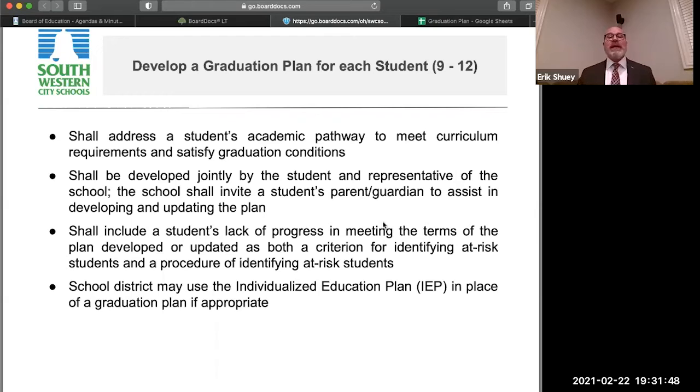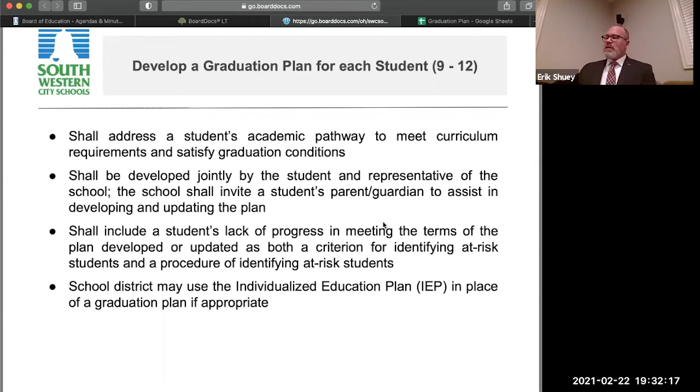And ultimately, if a student does have an IEP, that can be used in place of the graduation plan if it's an appropriate replacement. That will depend on the student's identified disability and how their IEP is written, including the transitions into post-secondary life, which is embedded within the IEP as well.